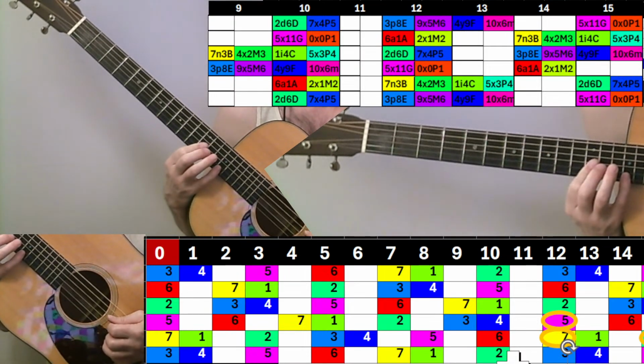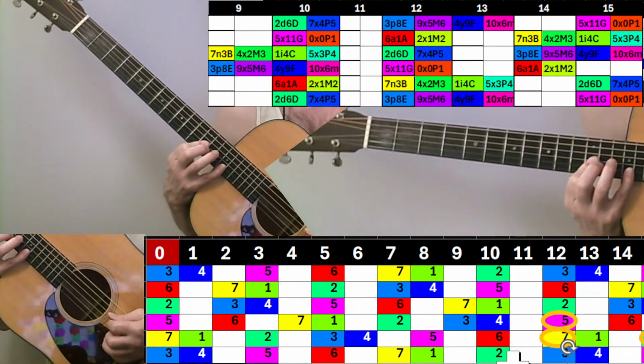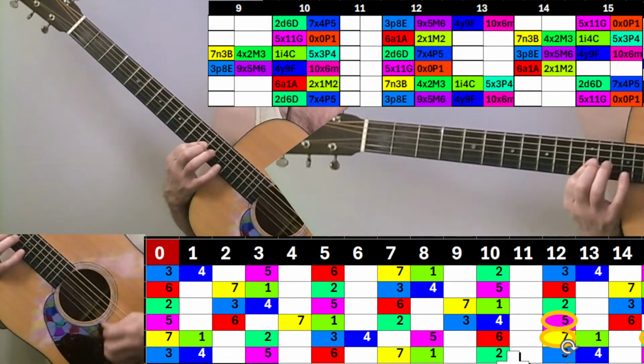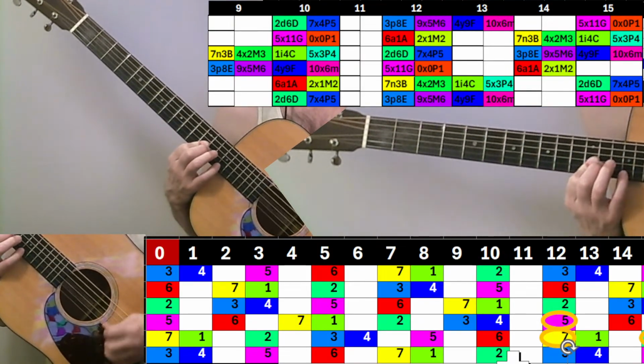Which is an arpeggio. I should use that term more deliberately. It's an important thing, I guess. We can arpeggiate.